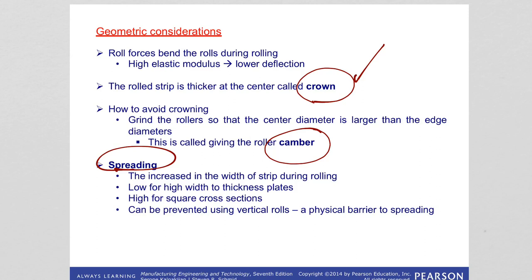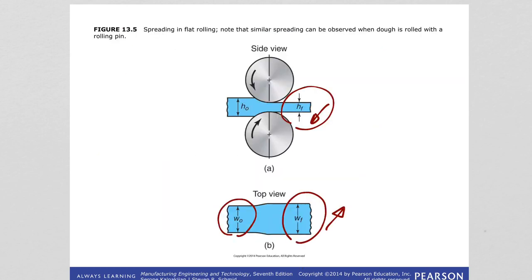So if your strip has a high width to thickness ratio, the width of the strip remains constant or changes very little. However, if you have smaller ratios, such as a bar with a square cross section, then its width increases significantly as it passes through the rolls. Spreading can be prevented if you use vertical rolls. So that's like a physical barrier to spreading. So if you are using rolls here, right? But why not use them in the direction, in the plane of the width? So you can also do that. So this will physically limit the spreading.